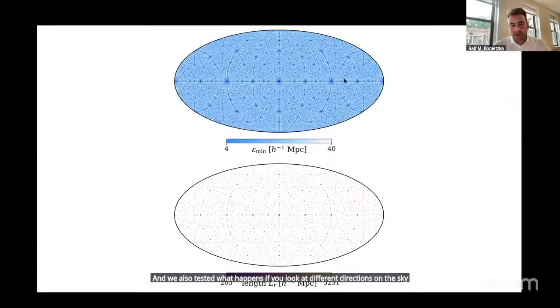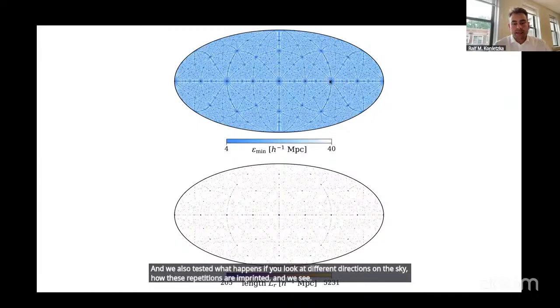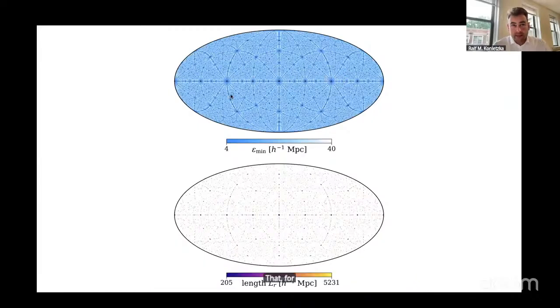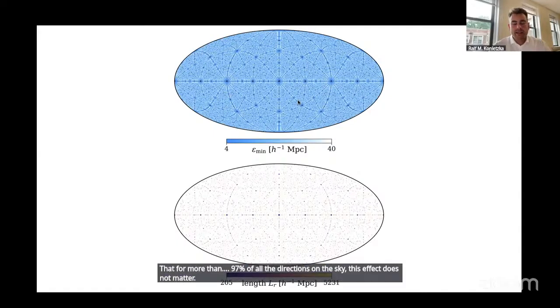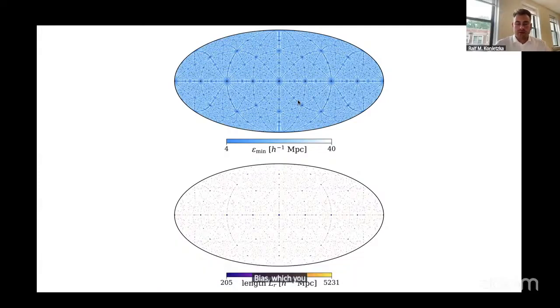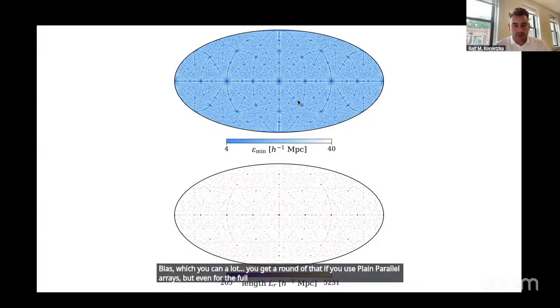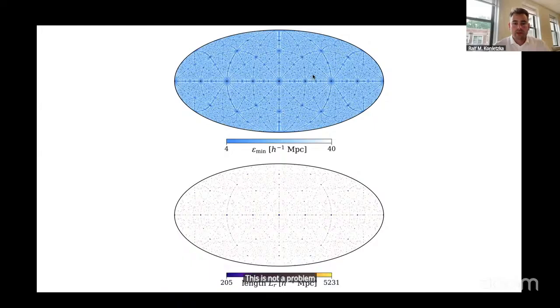And we also tested what happens if you look in different directions on the sky, how these repetitions are imprinted, and we see that for more than 97% of all the directions on the sky, this effect does not matter. There's a slight bias, which you get if you use plane parallel rays, but even for the full sky catalog, up to not more than 2%, this is not a problem. Thank you for the question.